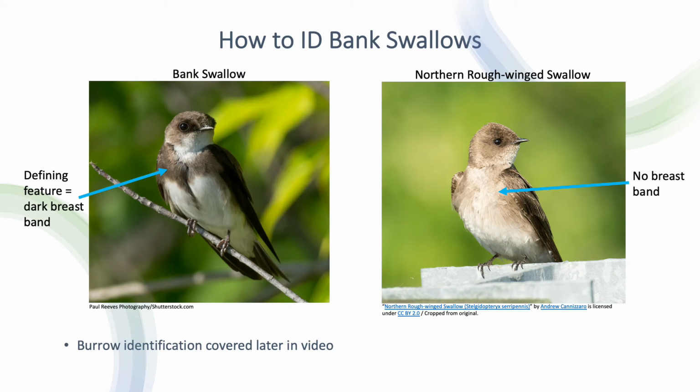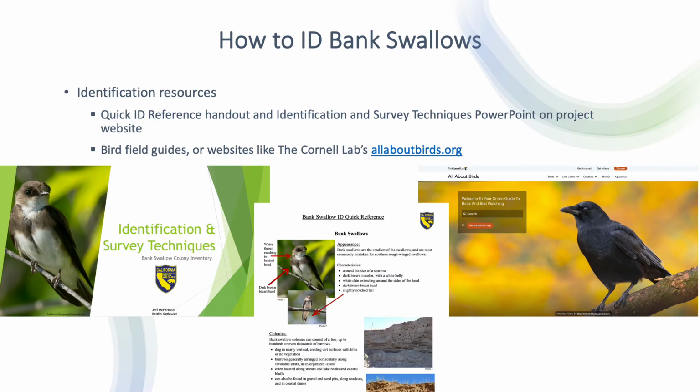We cover bank swallow identification in depth in the Identification and Survey Techniques PowerPoint and the Quick ID reference, so I won't go into much detail here beyond pointing out the dark breastband that is the defining feature used to distinguish bank swallows from northern rough-winged swallows. Burrow identification will be covered later in this video. Additional helpful resources can include bird field guides and websites such as All About Birds.